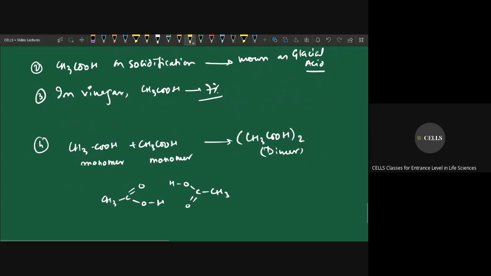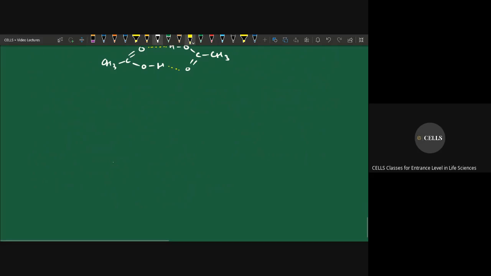And they can have a hydrogen bonding between them. So in case of a dimeric carboxylic acid, there is a hydrogen bonding. These are the important points you have to remember. Now, fifth point.